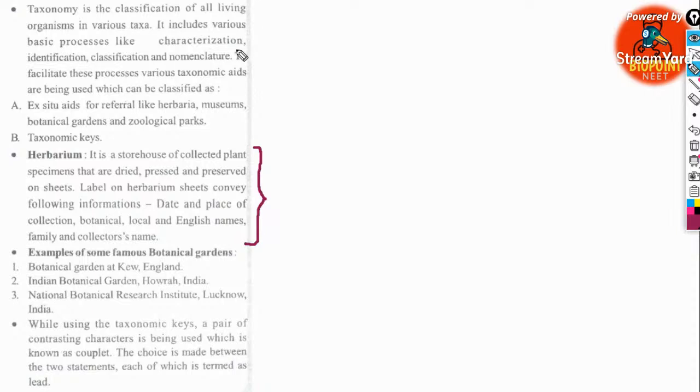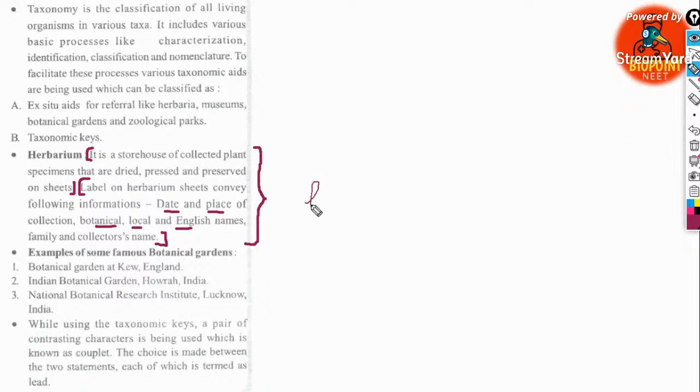Yeah. What else we were discussing is about herbarium, right? So, herbarium. It is a storehouse of collected plant specimens that are dried, pressed, and preserved on sheets. And the very important thing that you have to look at is what all are the things included in the label of a herbarium sheet. The label of a herbarium sheet consists of date, place of collection, botanical name, local name, and the English name, family, and the collector's name. These are the things included in the label of a herbarium.